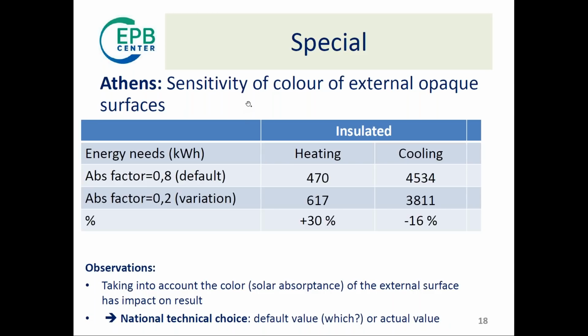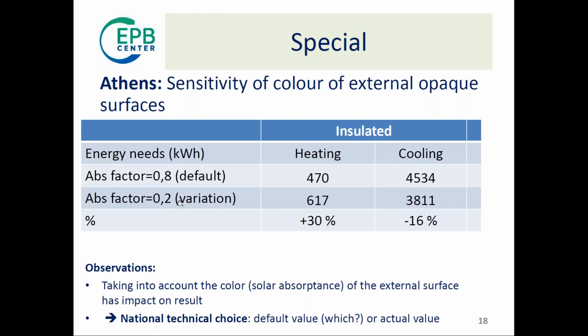Then another one which might not be so obvious at first instance. If we look at the insulated building in Athens, how sensitive is it to the color of the external opaque surfaces? In many cases you would say, well, I don't want to check for my building what the colors are for the roof and the opaque facades. So let me assume just an absorption factor for solar radiation of 0.8 as a default, and say everyone should use this value. And then you get these values as we've seen before.